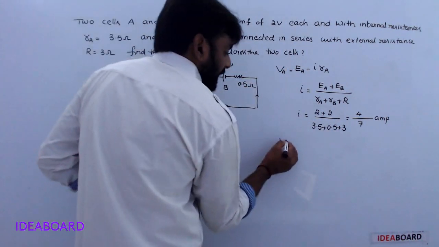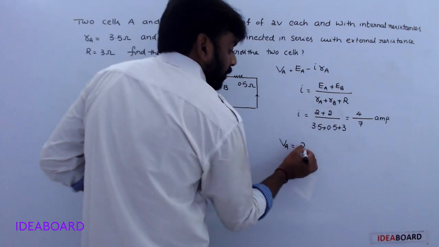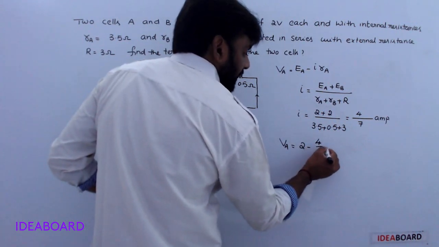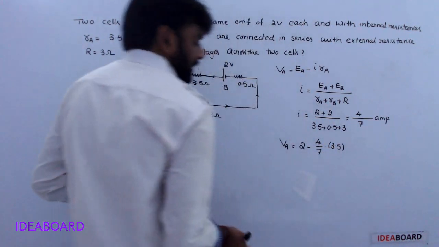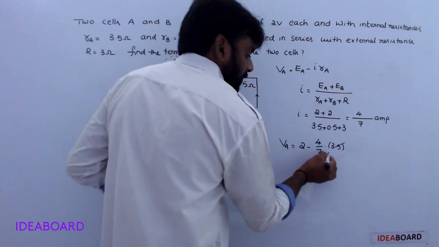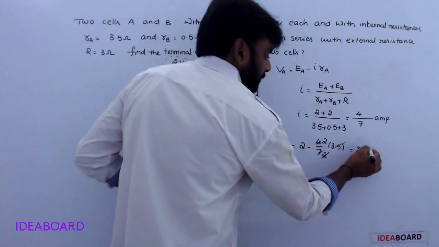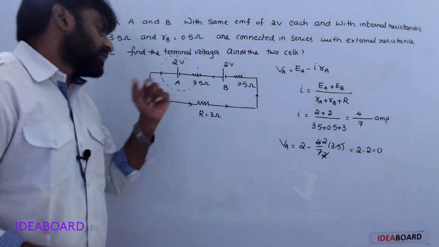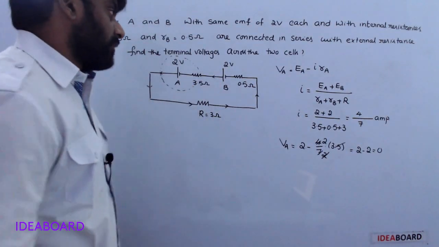Substituting here, V_A is E_A, 2 volts, minus current 4 by 7 into internal resistance 3.5. Here 3.5 is how many times 2? 2 times. So 2 minus 2 is 0. That means the potential drop across the first cell is equal to 0.